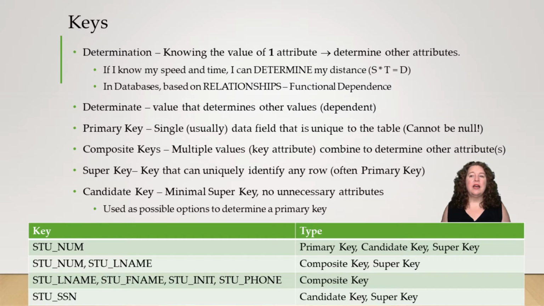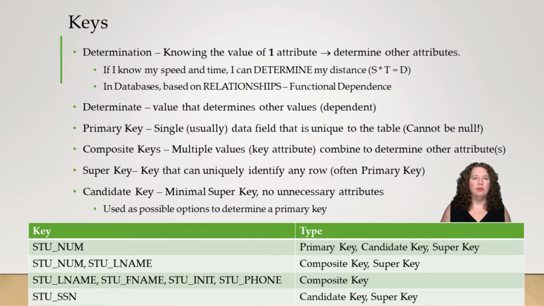If I know the speed and time, I can determine my distance. So in this case, speed and time would be your keys. They would be the pieces of information you need to be able to determine your distance. In databases, key or determination is based on the relationships. So when we have a relationship between two tables, we need to have a way to say how are these two tables related and what piece of unique information, key, is going to be used to determine that. The determinant is the value that determines the other values, which are dependent. So the other values are the dependent. The determinant is the thing that determines it, which is a key.